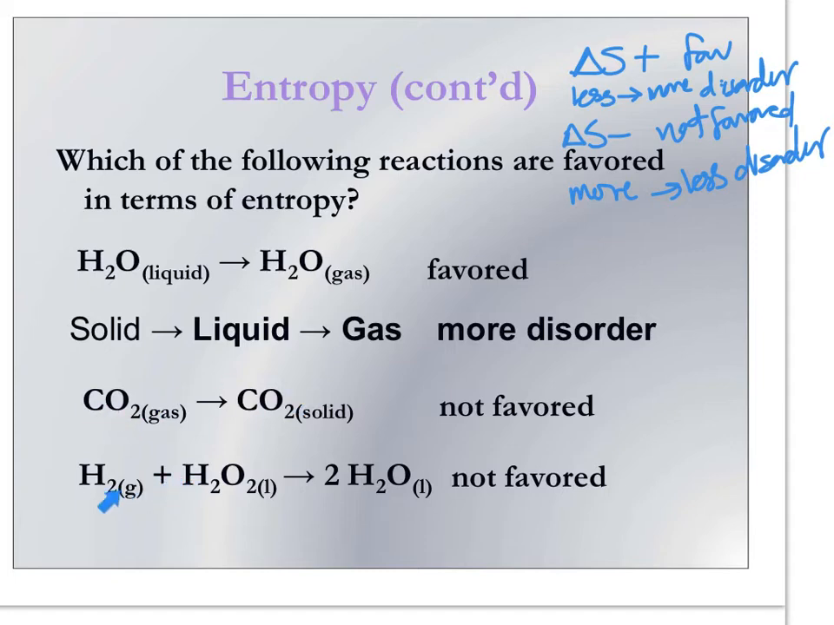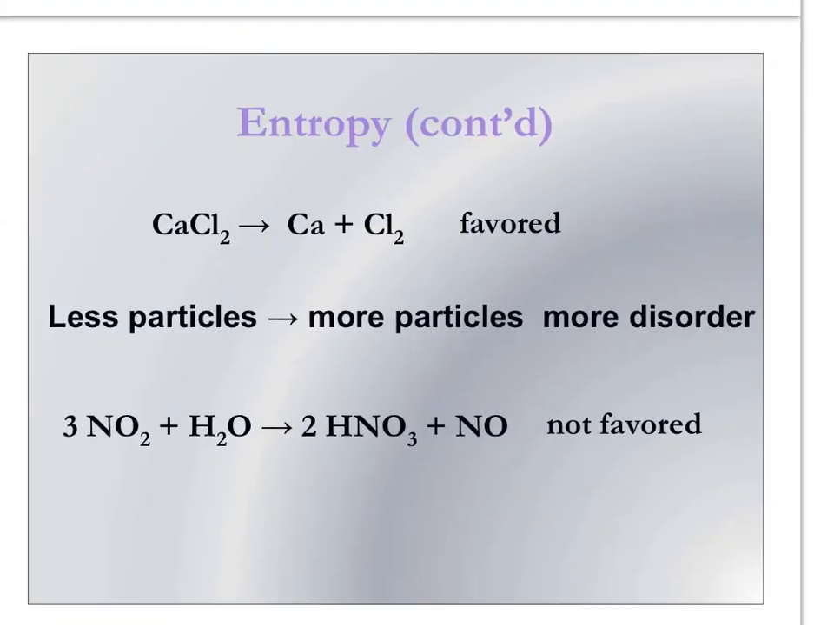How about this one? H2O gas plus H2O liquid going to 2H2O liquid. That one is not favored. You're going from a combination of gas and liquid to all liquid. And so we're becoming more ordered, and that is not favored. Let's look at the next example.